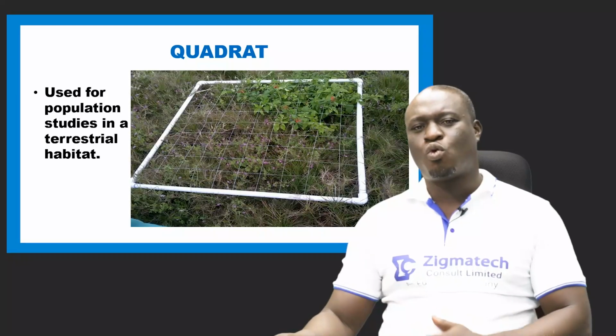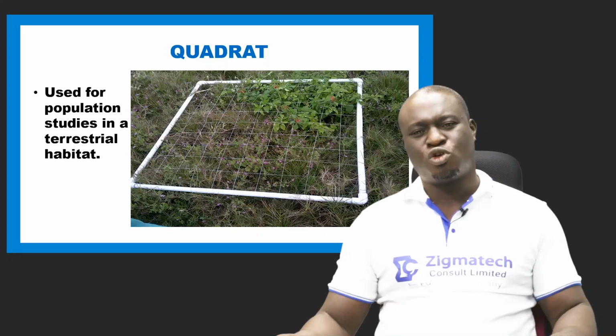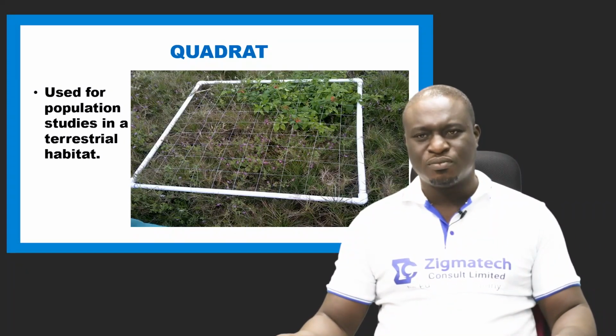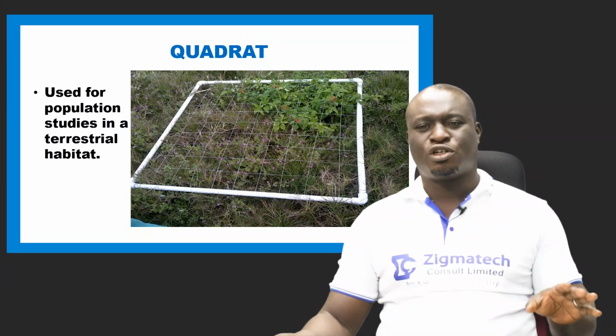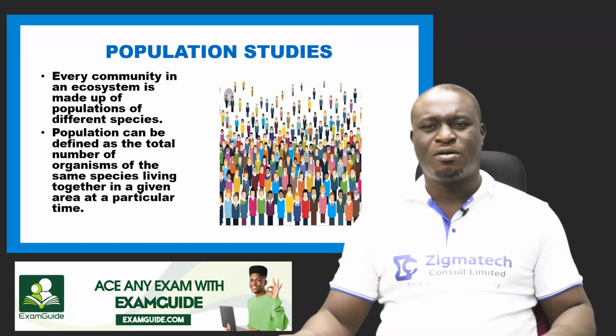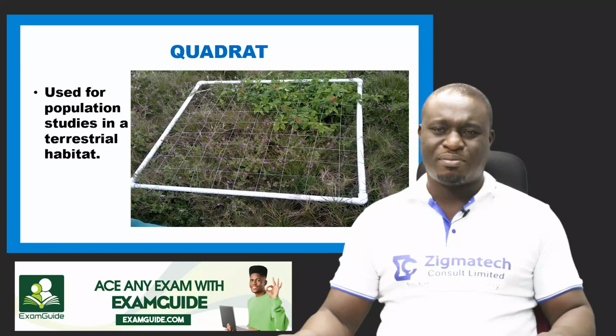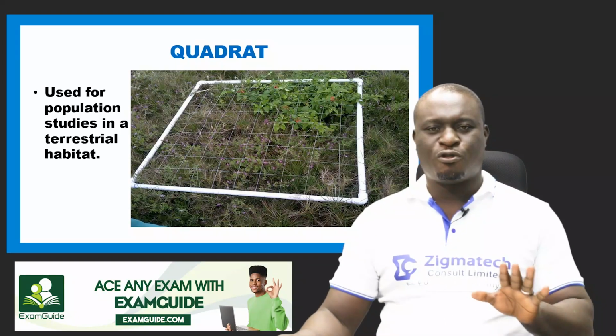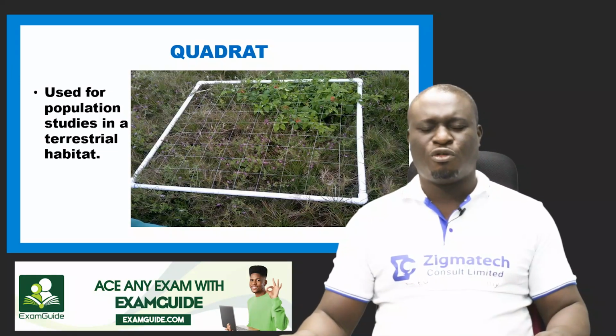And then we have the quadrat. The quadrat is mostly used in population studies, mostly in terrestrial habitat. And that is all you need to know for now about ecological factors.